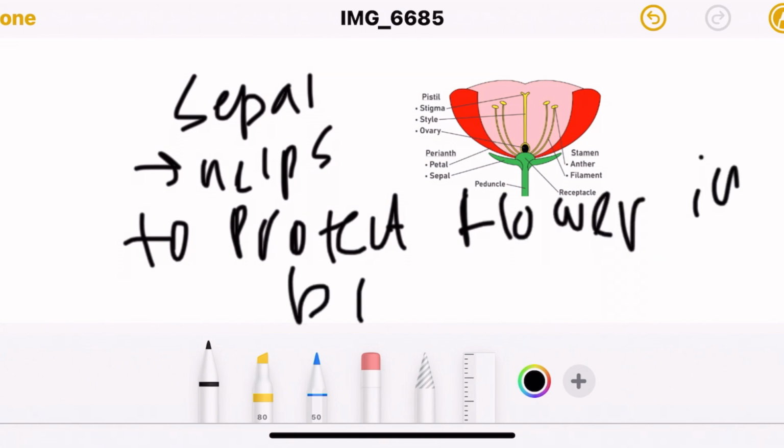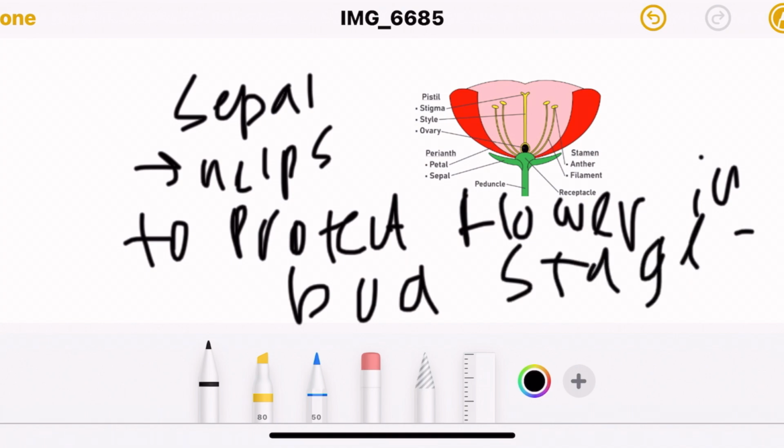in bud stage. We all know that the flower comes out of a bud. There's this bud, and after the bud, a flower comes out of it. So basically, when the flower is in the bud stage, the sepal helps to protect the bud. The sepal helps to protect the flower in its bud stage. So that's one function, but that's not the only function of the sepal.